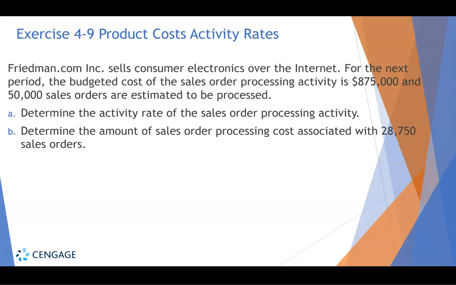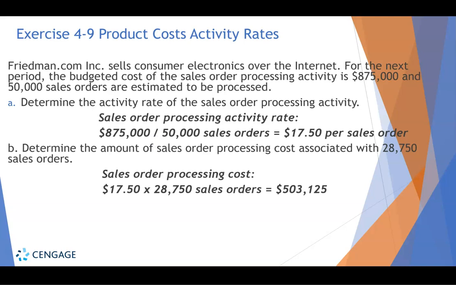Friedman.com Inc. sells consumer electronics over the internet. For the next period, the budgeted cost of the sales order processing activity is $875,000, and 50,000 sales orders are estimated to be processed. Determine the activity rate of the sales order processing activity, and then we'll determine the amount of sales order processing cost that would be associated with 28,750 sales orders. So if we're estimating 50,000 sales orders, we'll take the budgeted cost of $875,000, divide that by our estimated sales orders to come up with $17.50 is what we will apply per sales order.